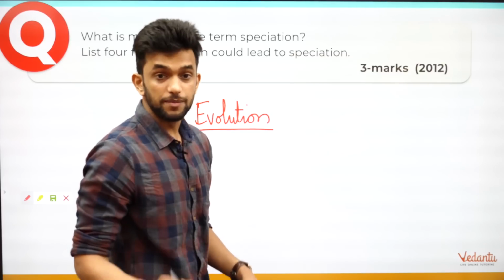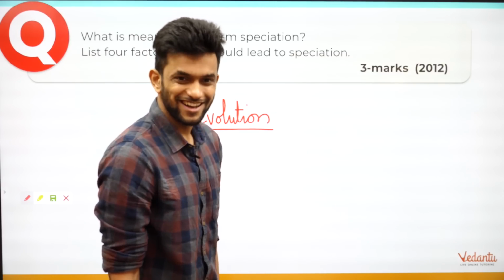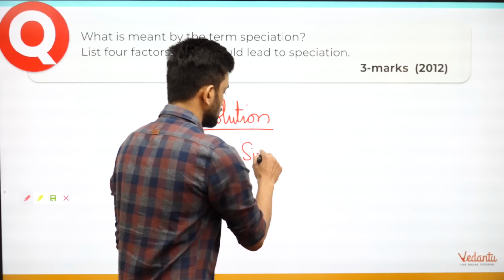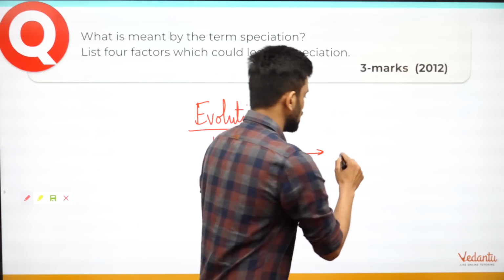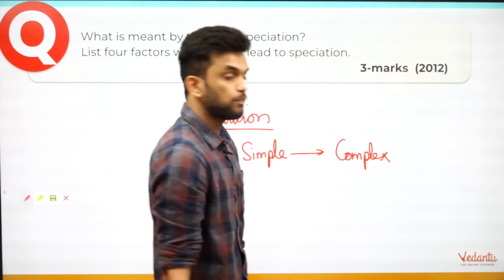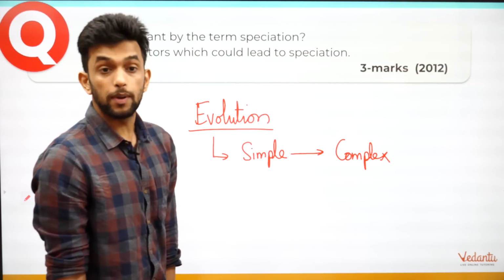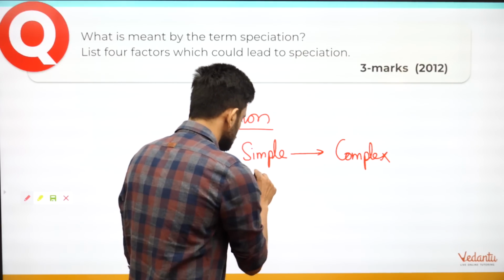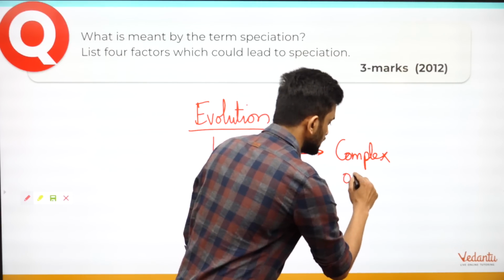What do you mean by evolution, people? Yes, please? Yeah, it is the process through which simple organisms got converted into complex forms. Right? Simple got converted into complex.